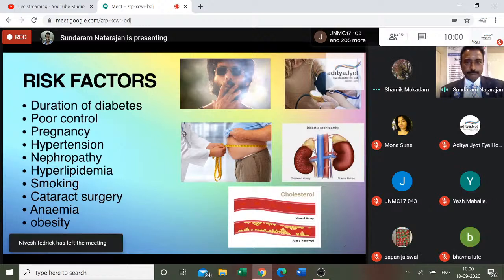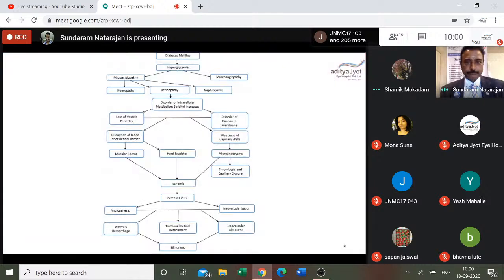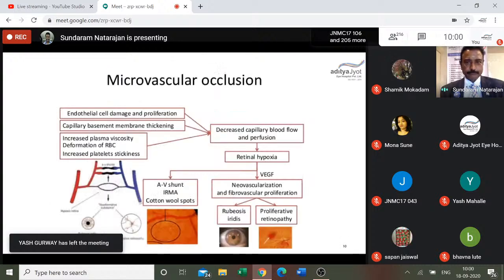Yes, sir. Okay. So this is just to say the risk factors, and then the pathophysiology started. This is the algorithm which is there in the books. Diabetes producing microangiopathy, and then finally you would end up in blindness. And all this starts, at least it takes a minimum of 5 years. So the microvascular occlusion is the basic thing which happens.